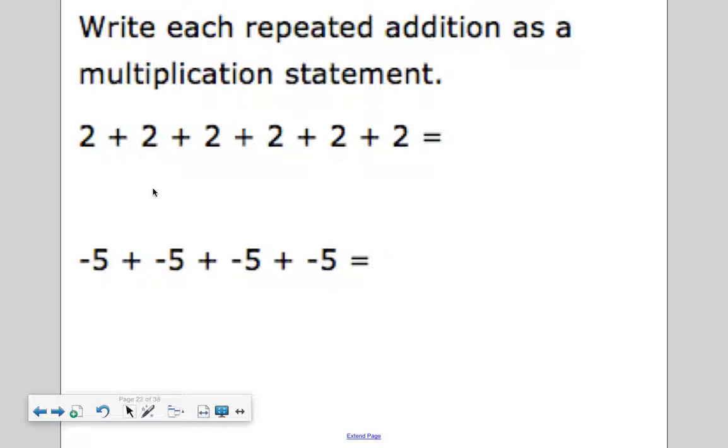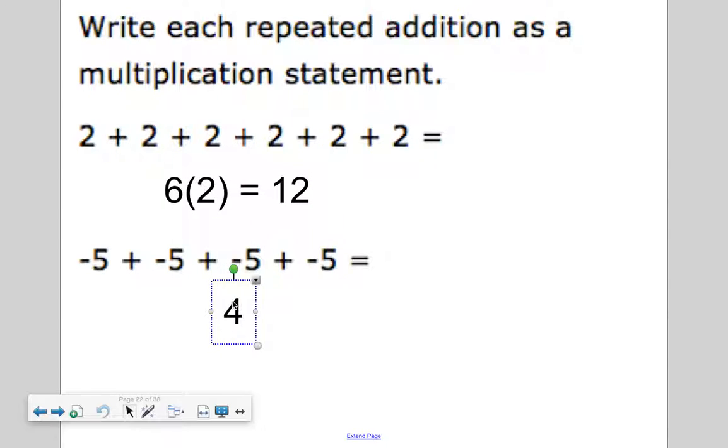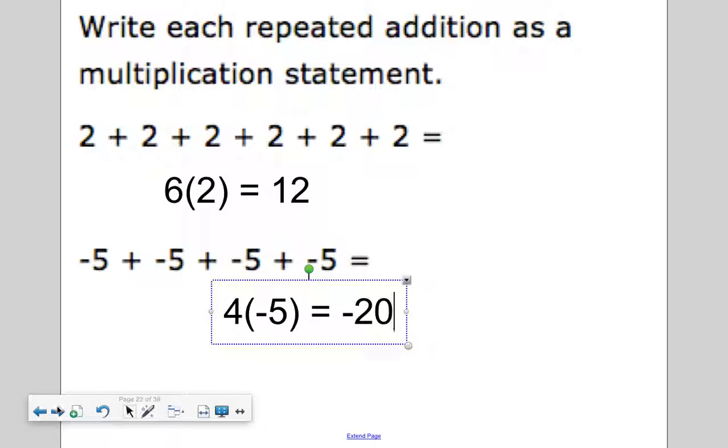Write each repeated addition as a multiplication equation. So remember, multiplication is repeated addition. So it's 2 plus 2 plus 2 plus 2 plus 2 plus 2. That is 6 groups of 2, equal 12. Negative 5 plus negative 5 plus negative 5 plus negative 5. That's 4 groups of negative 5. That will equal negative 20.